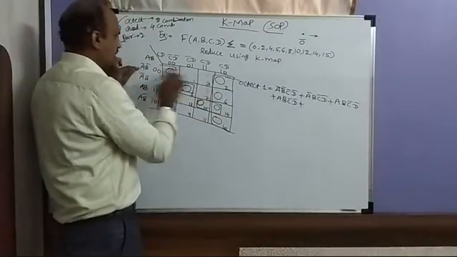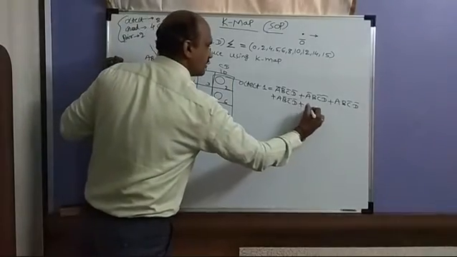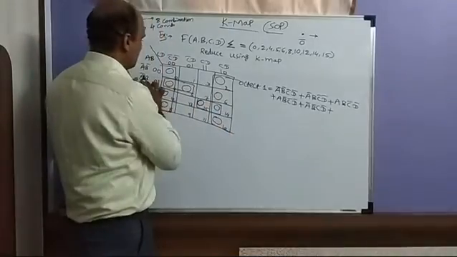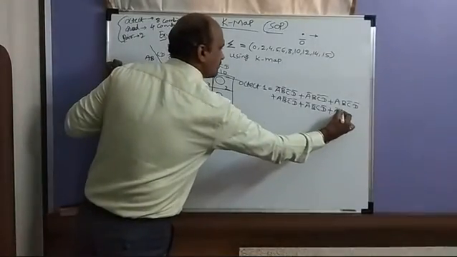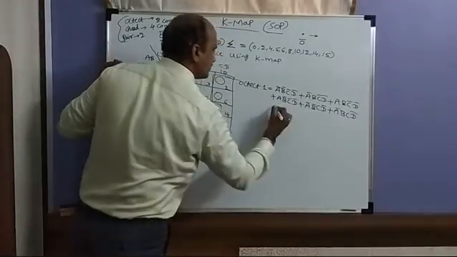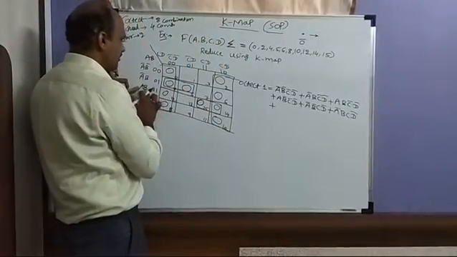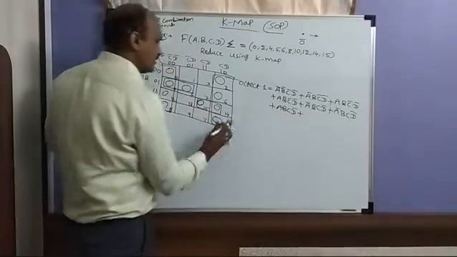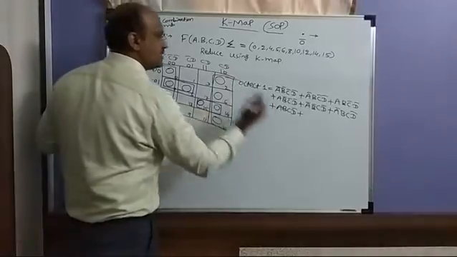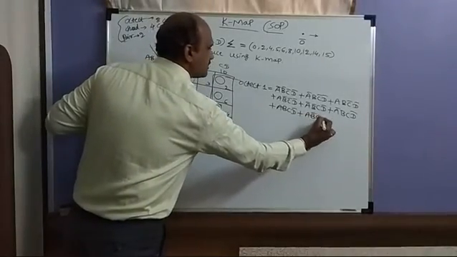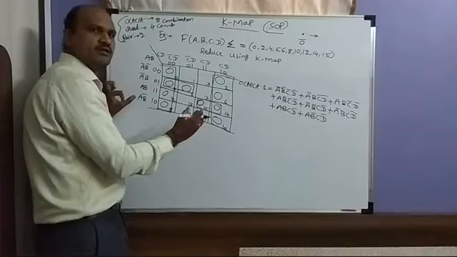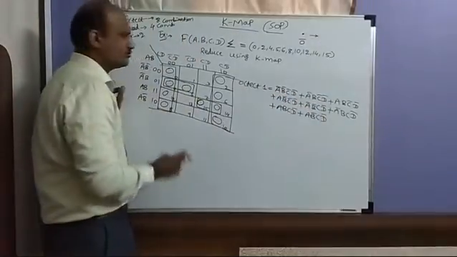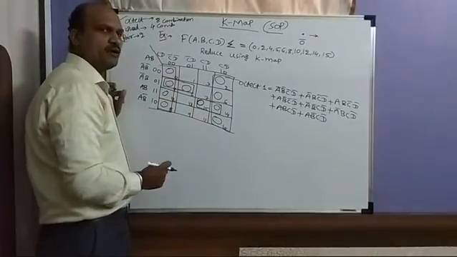Okay, so 2. This row, this column: A bar, B bar, C, D bar, plus this one: A bar, B, C, D bar, plus this one: A, B, C, D bar, plus this one: A, B bar, C, D bar. So totally 8: 1, 2, 3, 4, 5, 6, 7, 8. So all these four combined into one.